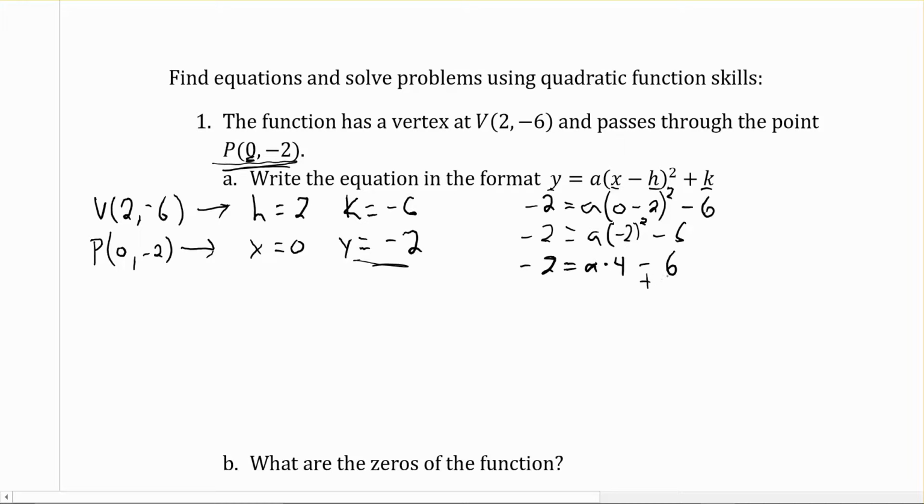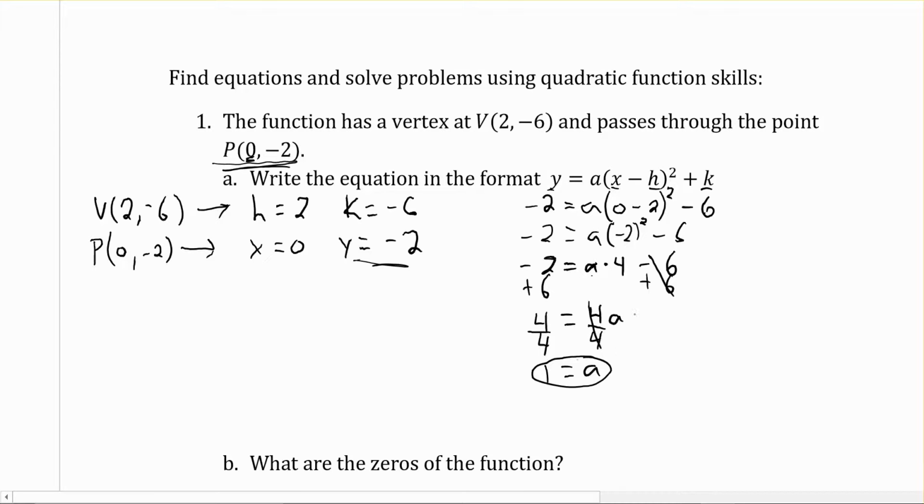So I'm going to add 6 to both sides. Those cancel. So I've got 4 on this side, which is equal to 4a; I'm going to rewrite this as 4a instead of a times 4. Right now it's 4 times a, so we've got to divide by 4 on both sides. 4 divided by 4 is 1, so a is equal to 1. Okay, now we know everything we need to know.